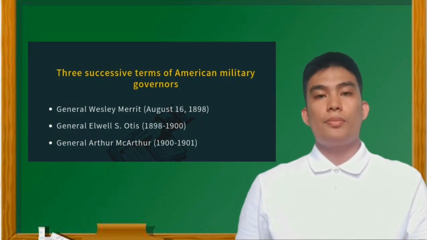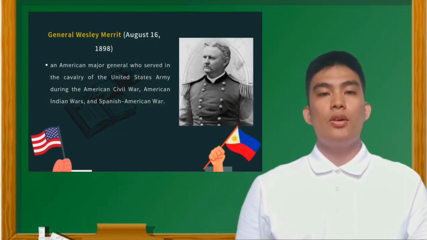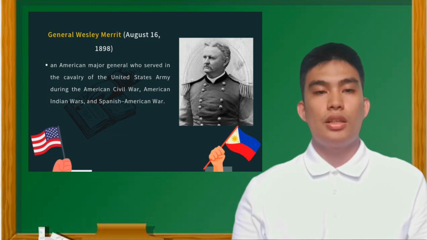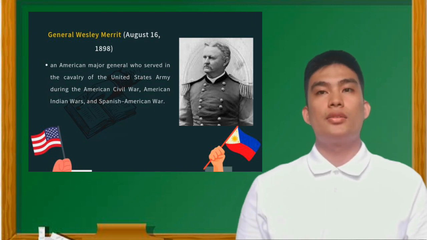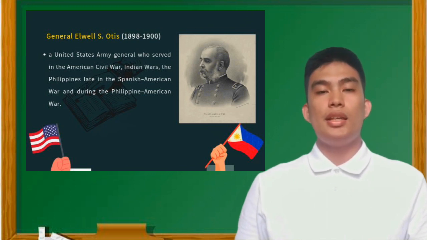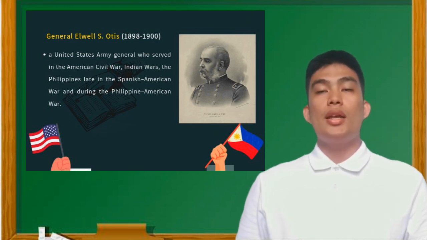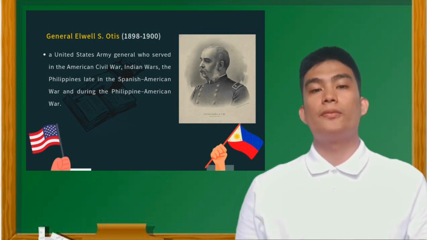Three successive terms of American military governors. First is General Wesley Merritt, August 16, 1898, an American Major General who served in the cavalry of the United States Army during the American Civil War, American Indian Wars, and Spanish-American War. Second is General Elwell S. Otis, 1898-1900, a United States Army general who served in the American Civil War, Indian Wars, the Spanish-American War, and during the Philippine-American War.